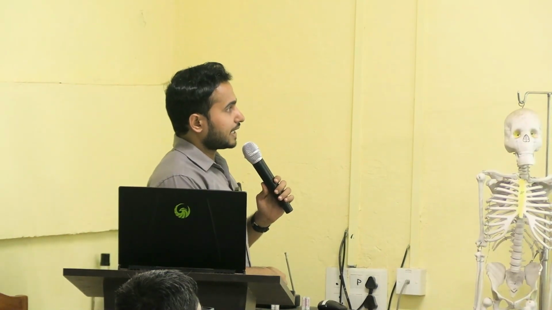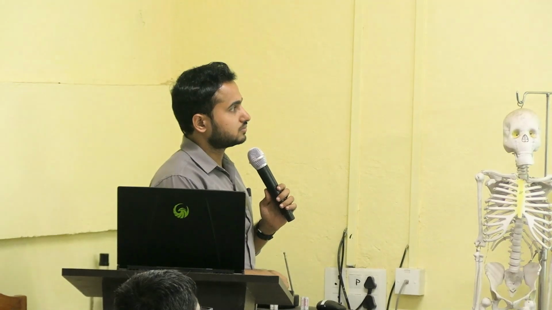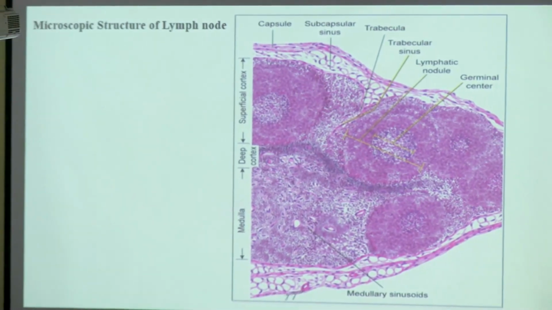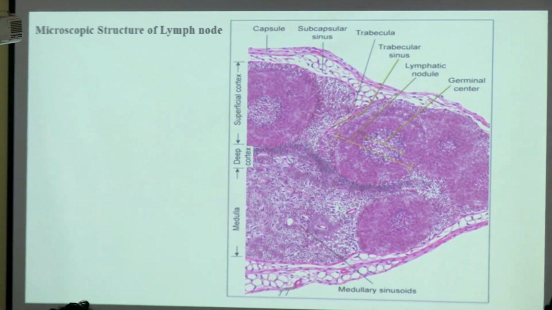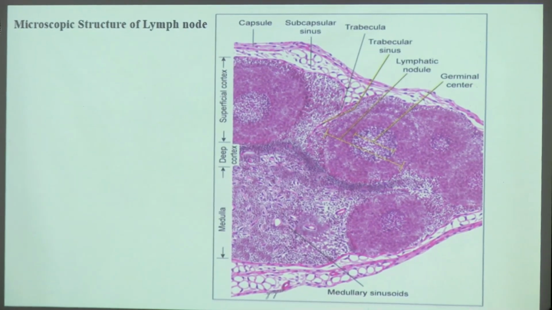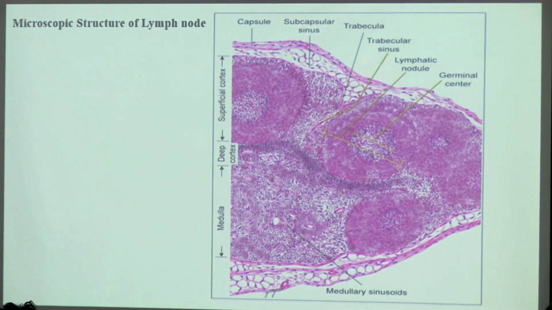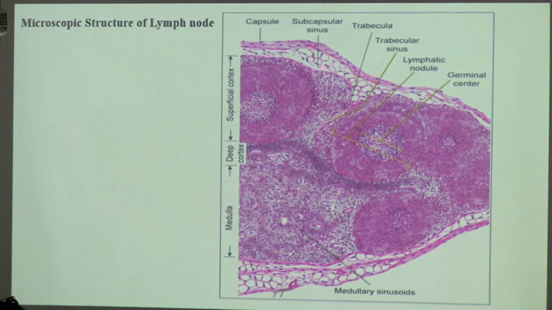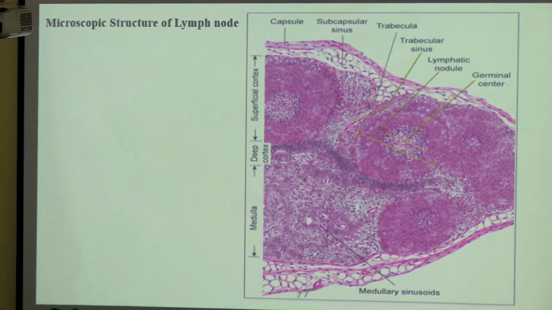Now let me show you the diagram. So here you can see the diagram. This is the microscopic structure, a low magnification image of a lymph node. So what do you have to see first? First you have to see the connective tissue capsule. Can you identify the capsule? Yes, look, the capsule is visible. Now deep to the capsule, can you see a small space? This is called the subcapsular sinus.